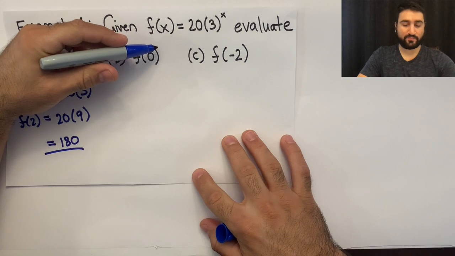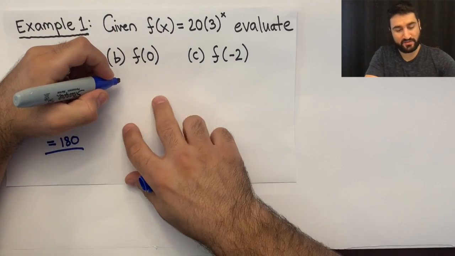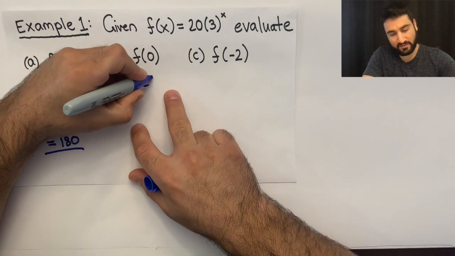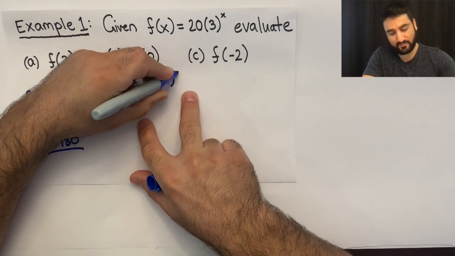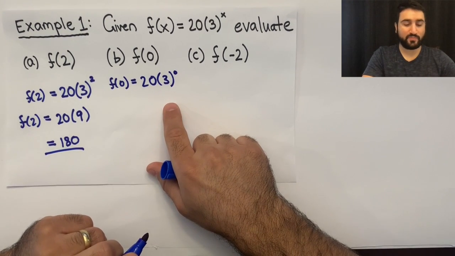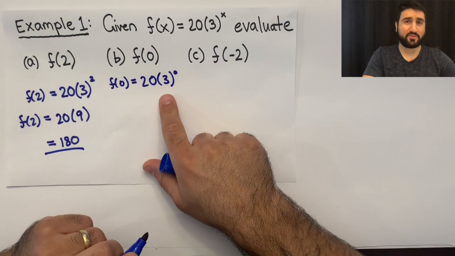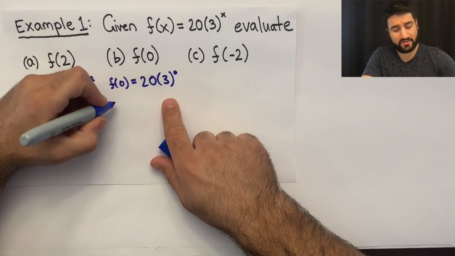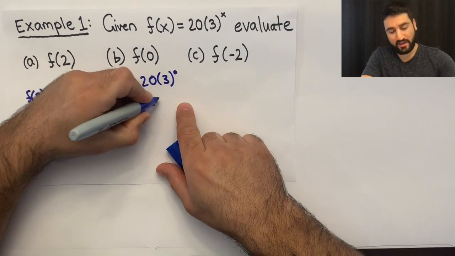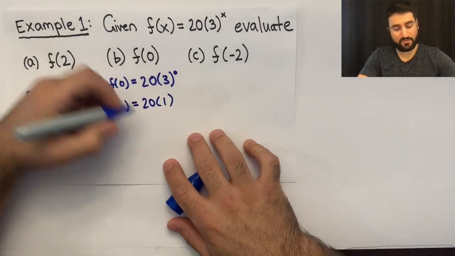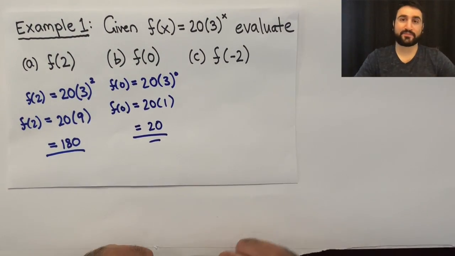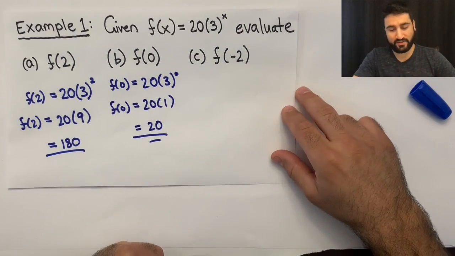F of 0. Well, we just discussed this. If we plug in 0 for x, let's see what happens. What is 3 to the 0? If you recall from earlier, that's one of these special rules where 3 to the 0, or any number to the 0th power, actually just is 1. So this one is simply 20. Okay? Let's try this next one.